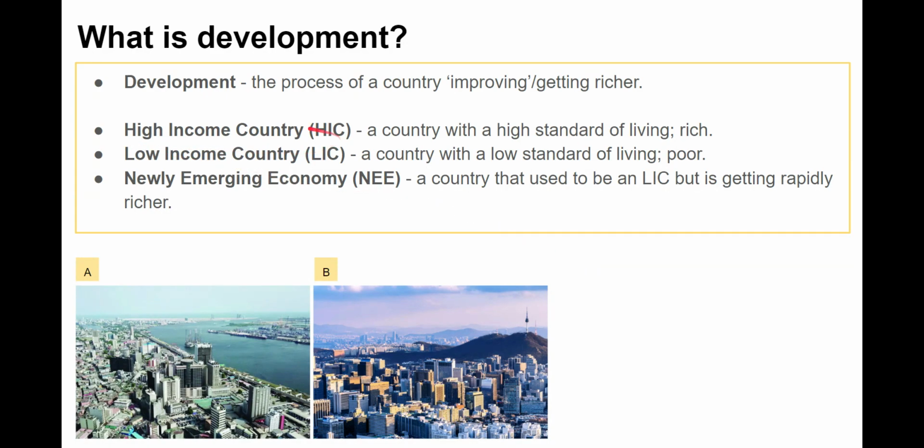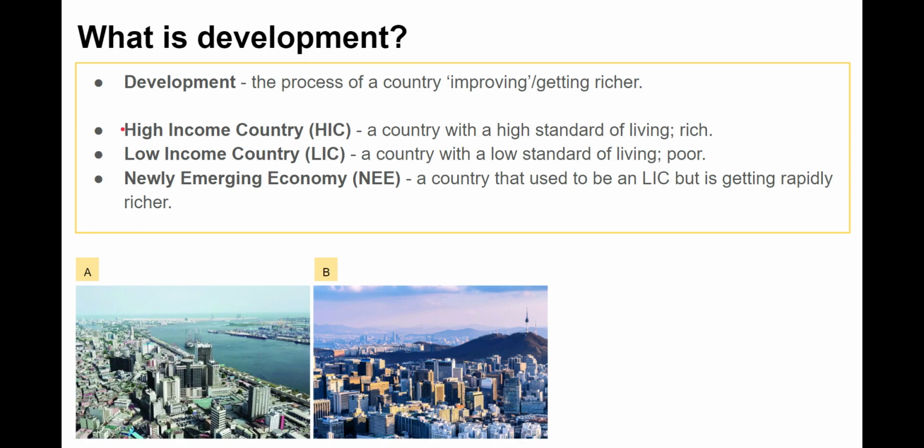Starting off with our high-income countries. High-income countries, or HICs, are countries that have a high standard of living. In other words, rich countries. We live in the UK in a high-income country. Some other examples of high-income countries would be the USA, the United States, and also Australia. Most of the European countries are also high-income countries. So when you think about HICs, we're talking about rich countries, although as we'll see, it's a little bit more complicated than just being rich or poor.